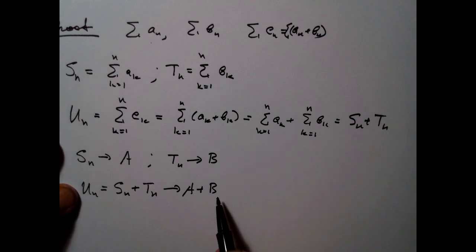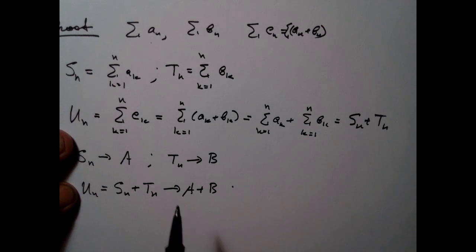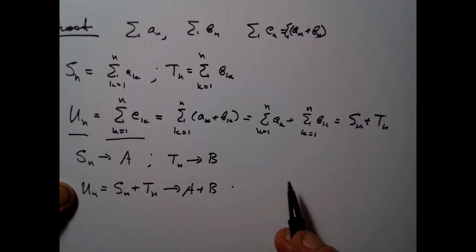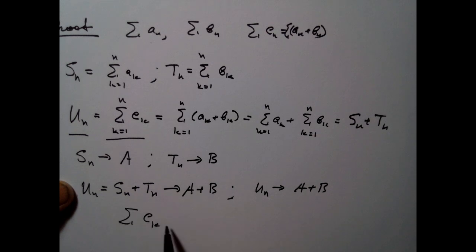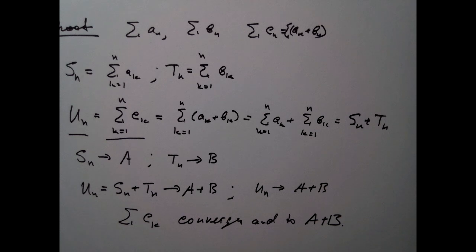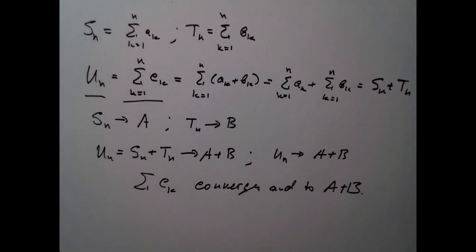So Un converges to A plus B. Un are partial sums for this new series, and so the conclusion is that Un converges to A plus B, and therefore the series of Ck converges to the right thing, which is A plus B. Okay, so that puts me in peace with the sum of the series.